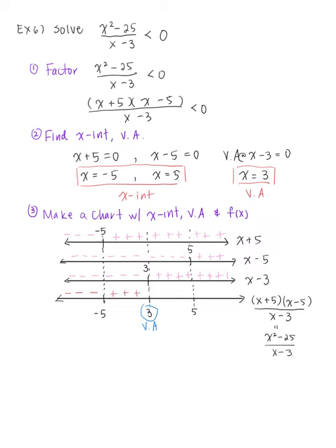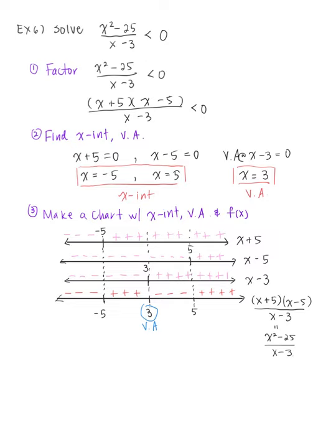All right, and on the next line, you're going to have positive, negative, positive. So you're going to have negative. So on the interval from 3 to 5, we're going to have negative. And the last one, on the interval from 5 to positive infinity, you're going to have a positive times a positive, so everybody's positive.